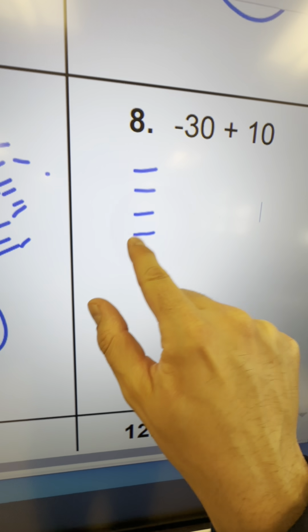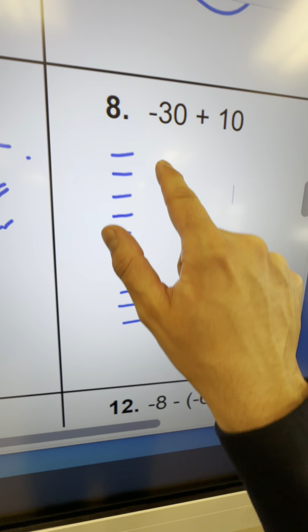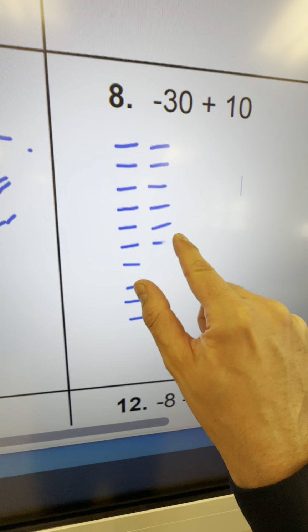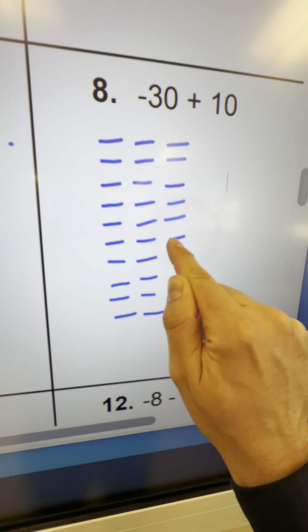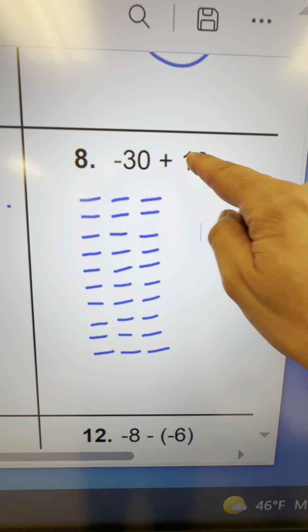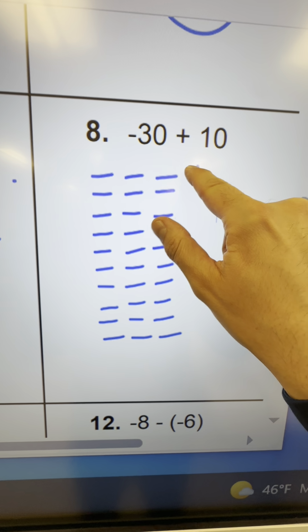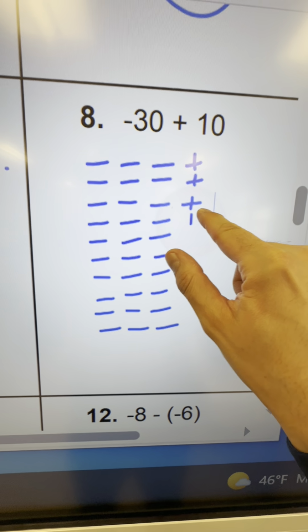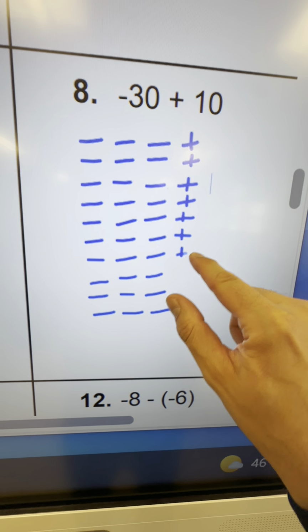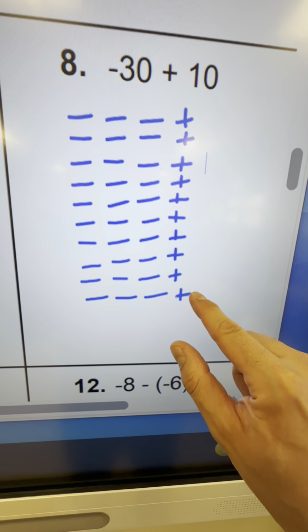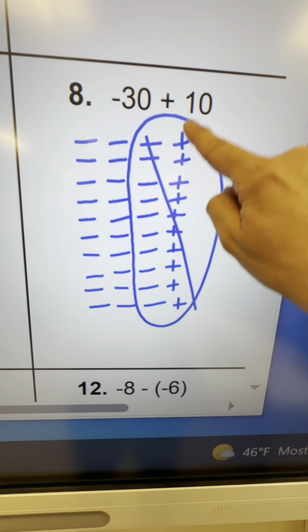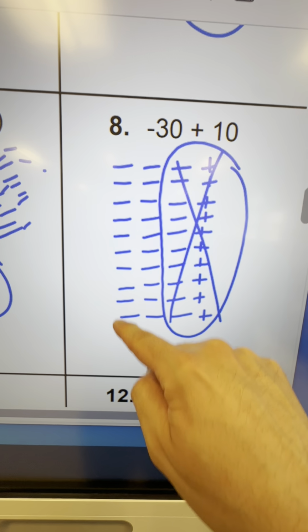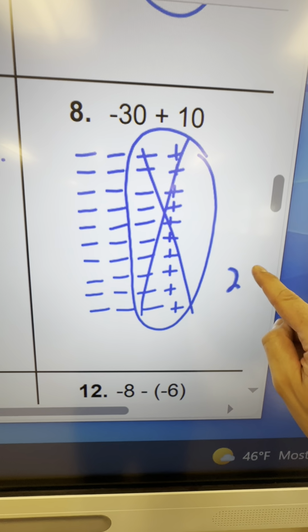1, 2, 3, 4, 5, 6, 7, 8, 9, 10, and so on for three groups of ten. And then I've got to add 10 positives. And you can see here we have 10 zero pairs. They all cancel out, and we're left with a total of 20 negatives left over.